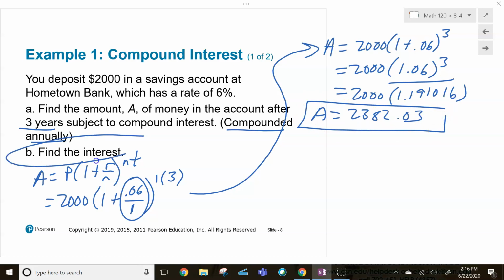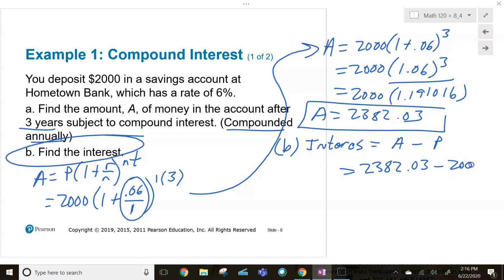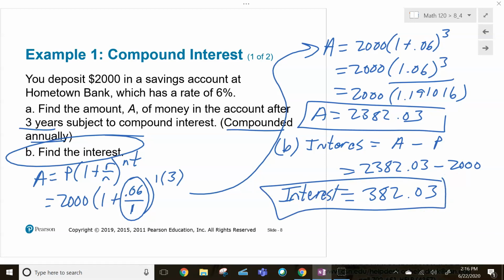Now, part B says find the interest. So the interest is what you end up with minus your principal. 2382.03 is how much our investment was worth, minus, we started with $2,000. So $382.03 was all free interest. 382.03.